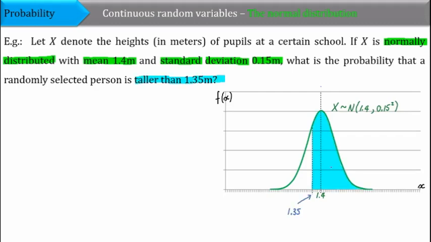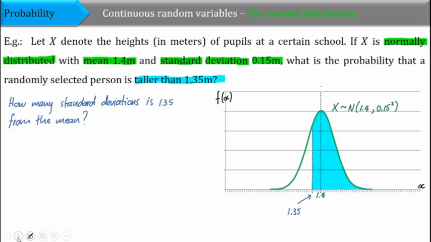But now we're interested in the area to the right. So 1.35 is this cutoff point over here, and we're interested in what proportion or what percentage of people is sitting above that. So what percentage of people is sitting over here? These are the number of people and their heights, and here we'll have the percentage of that people. The first thing is, how many standard deviations is 1.35 from the mean?